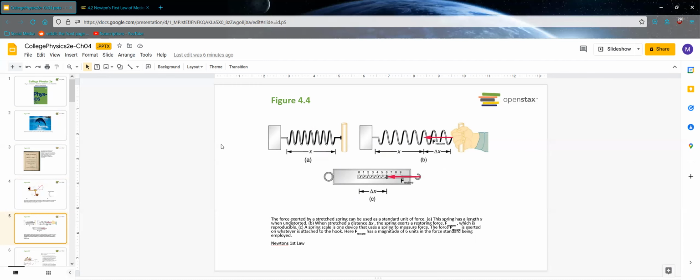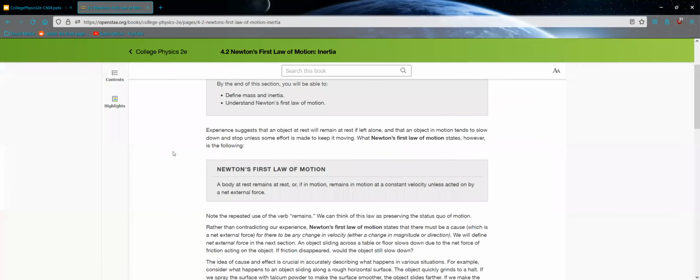Cool. So let's take a look at Newton's first law of motion. Newton's first law, as shown here, says a body at rest remains at rest, or if in motion, remains in motion at a constant velocity unless acted upon by a net external force. So if something's not moving, it's going to not move unless you do something to it. If something is moving, it's going to continue to move unless you do something to it. And "something" means any possible force.